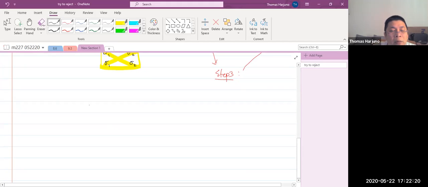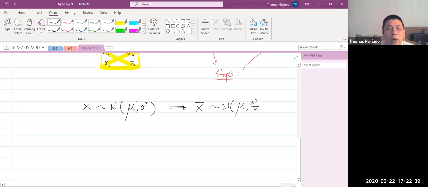The central limit theorem says the following: if x is normally distributed with mean mu and variance sigma squared, then X bar will be normally distributed with mean mu and variance sigma squared over n. Now the thing is, how do they get this conclusion? Somewhere in between, we actually have this. Let's say we have x1 and x2.